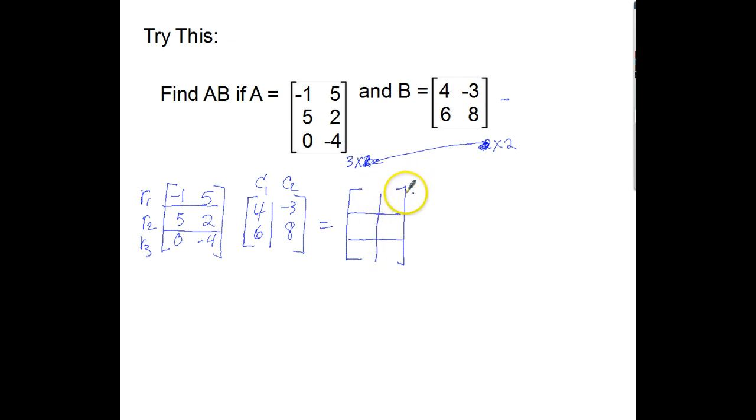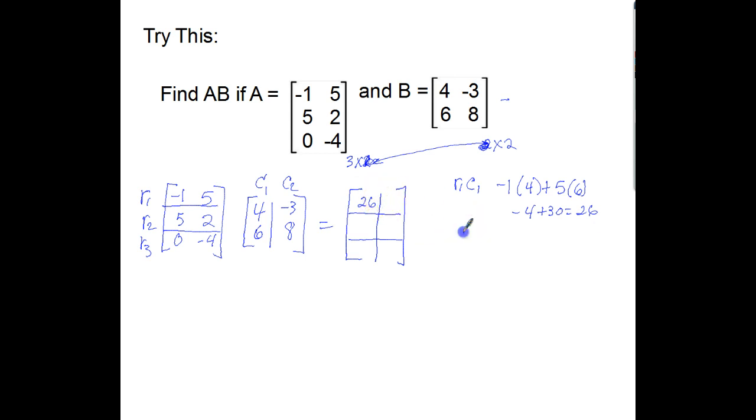It's very helpful. Now, I don't really care to write the positions in here every time. If you want to refer back to the first problem, you can, but this is row 1, column 1. So let's do R1C1 right here. So first in the row, -1, times first in the column, 4, plus second in the row, 5, times second in the column, 6. So here we have -4 plus 30. We have 26. 26 goes here.